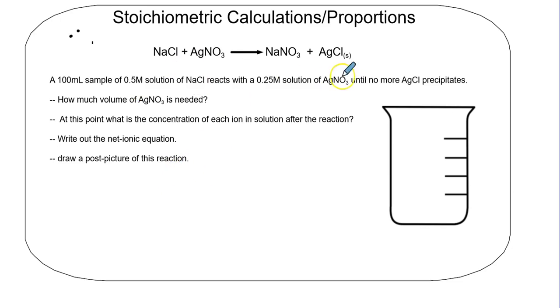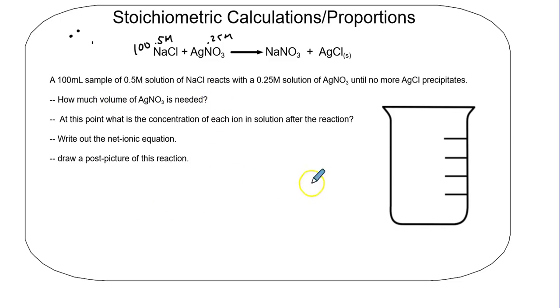So we have a chemical reaction here, and we want to know how much product we're going to get. A 100 milliliter sample of 0.5 molar NaCl. So this is 100 milliliters, and it's 0.5 moles per liter. It reacts with 0.25 moles per liter of silver nitrate until no more silver chloride precipitates. How much volume is required?